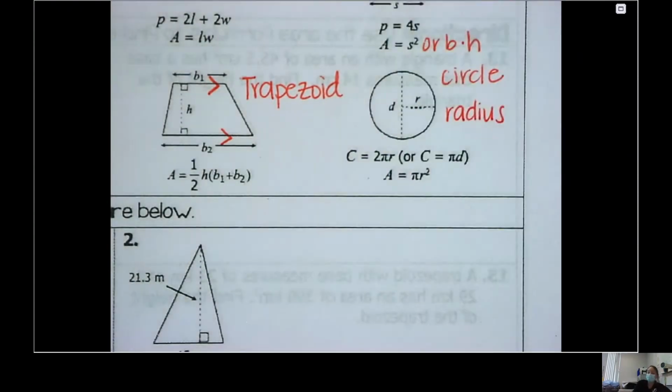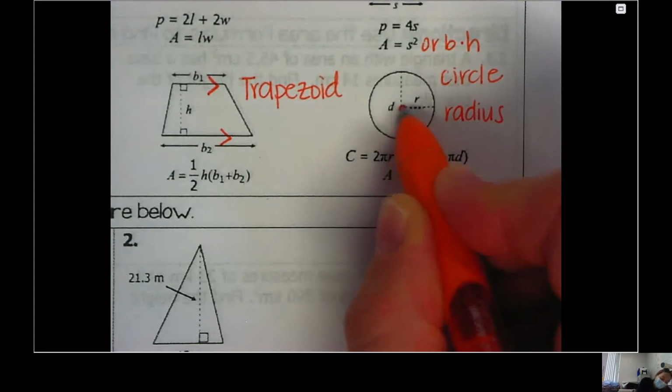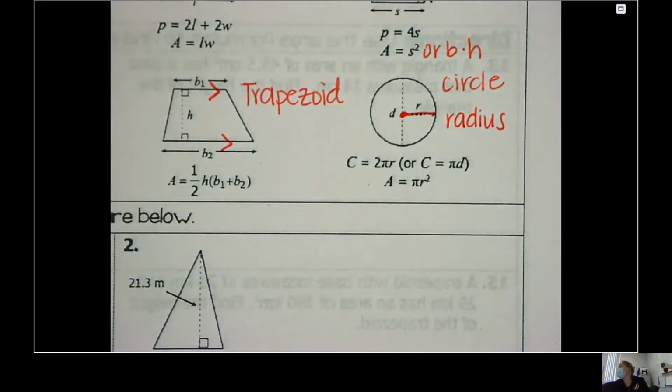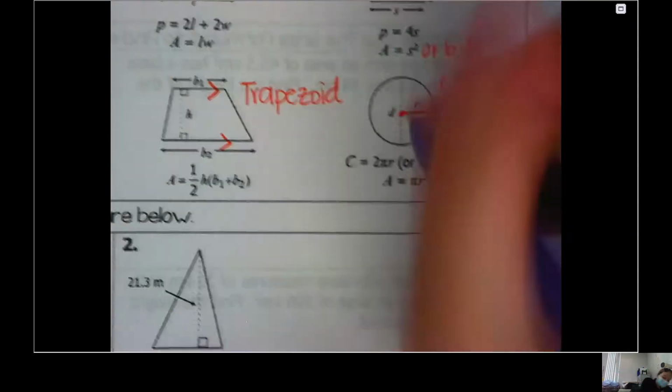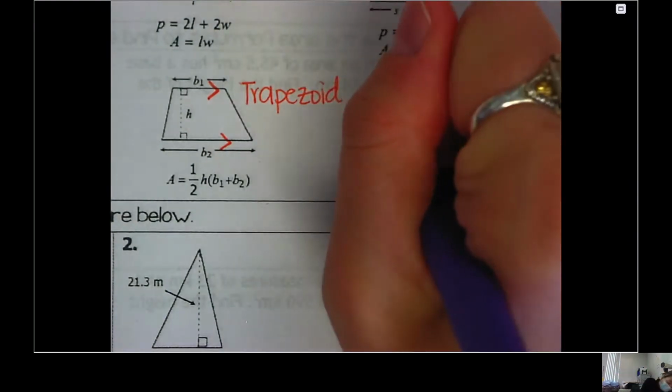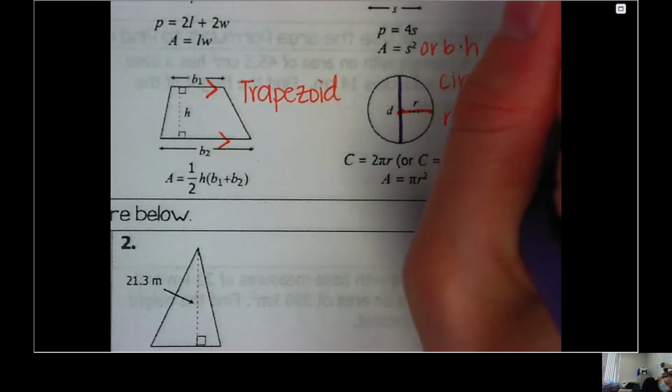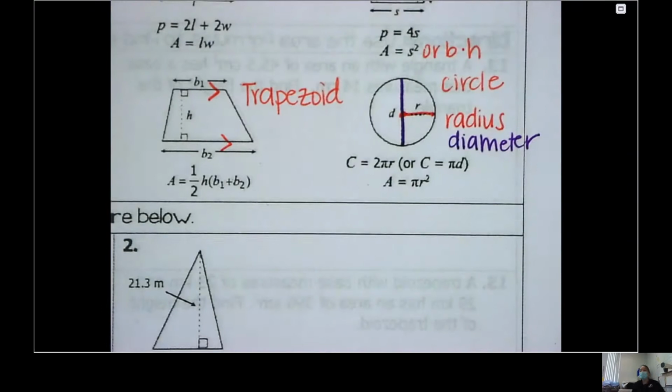So the radius is from the center to one of the edges. The other part is called what? The D part there. Diameter. Very nice. So the diameter is if you go all the way straight across, like from one edge to the other edge through the center, that's the diameter. The radius is half of the diameter.